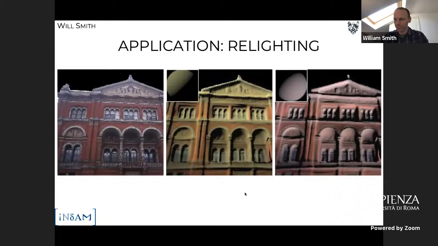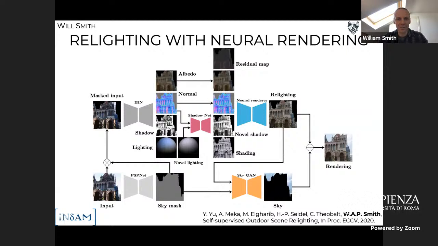So this diagram is extremely complicated, but I'll just sketch out the rough idea. Basically, we take an input image, we inverse render the quantities that I showed you before. We then provide novel lighting that we would like to use in the re-illumination. And we give a number of different channels to a neural renderer. Actually, you can just give the re-rendered image and it does an okay job, but it works better if you give it access to normal map, albedo map, an error map in your basic relighting, and the desired new shading.